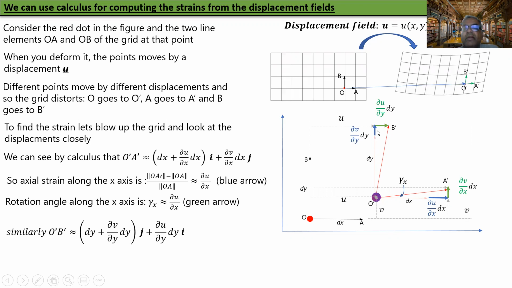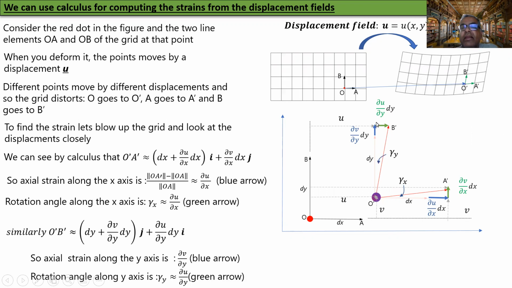The vertical distance, this blue arrow, is given by this blue dv/dy. And then this angle is given by du/dy. Can you see, du/dy dy divided by dy will give you tan of this angle. And tan angle is equal to the angle for small angles. That is why we write approximate.